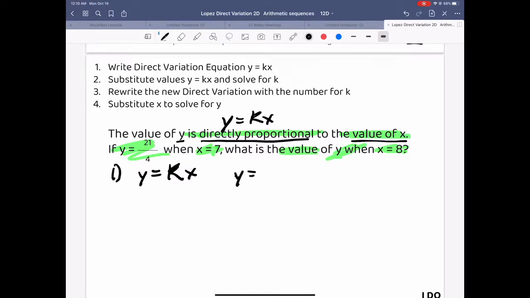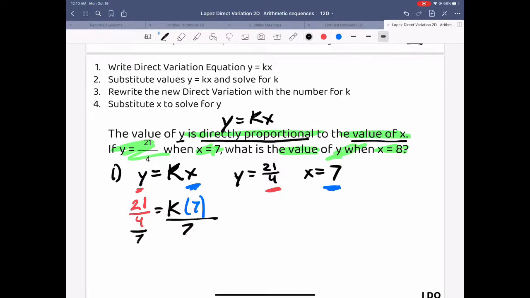My y is 21 divided by 4, and my x is 7. So I'm going to substitute those into my equation. So at this point, I'm going to go ahead and start working backwards. I know that this says k times 7, so I'm going to divide by 7 on both sides.